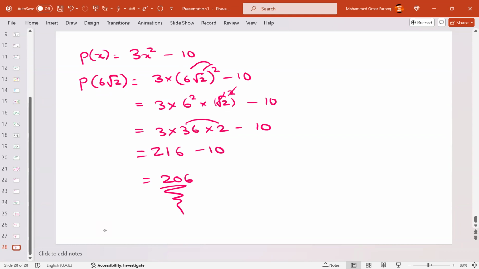Otherwise, the answer will be in roots. Why are you worried about that? No need to worry. Whatever value is there, you substitute, and you should know how to simplify them.